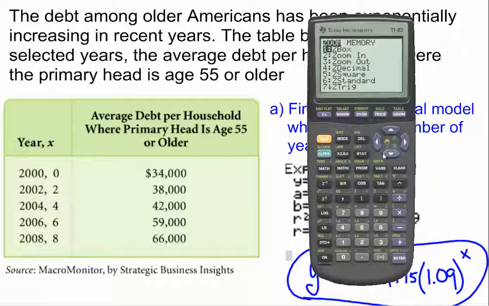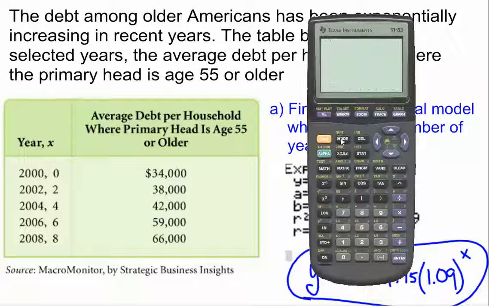Now if we go to Zoom and go down to number 9, ZoomStat, that's going to take my information here and plot it out on a scatter plot for me. So it's kind of going up, and then all of a sudden it really goes up. So that kind of looks like maybe an exponential function might be a good fit for this. How are we going to get that?